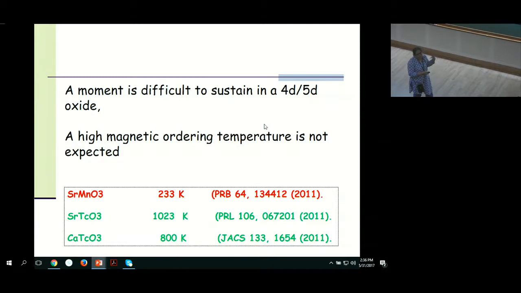So it was really a surprise when in the year 2011, so many years after transition metal oxides have been studied, people came up with two examples, strontium technetium oxide and calcium technetium oxide. These were antiferromagnetic, and they had a Néel temperature in the strontium case of 1023 Kelvin, and in the calcium case of 800 Kelvin.